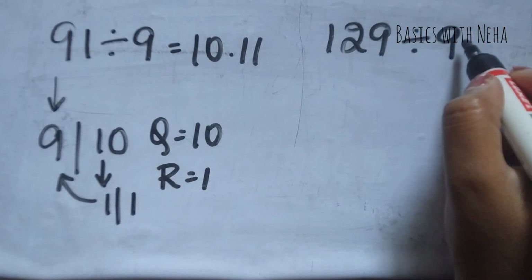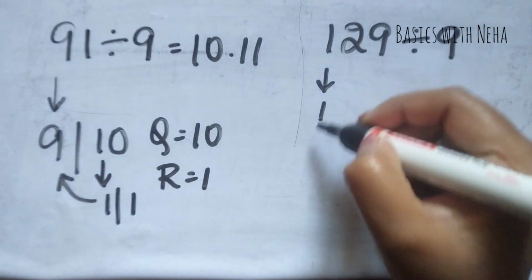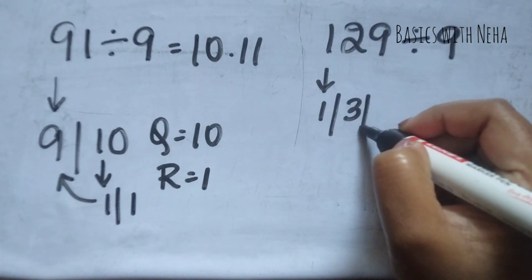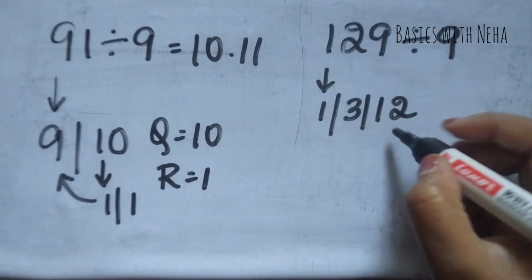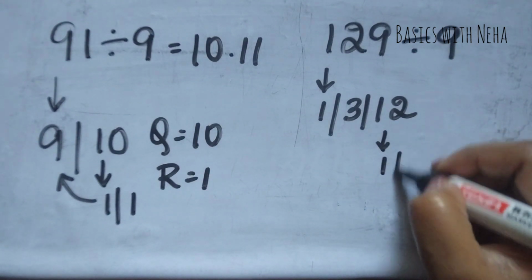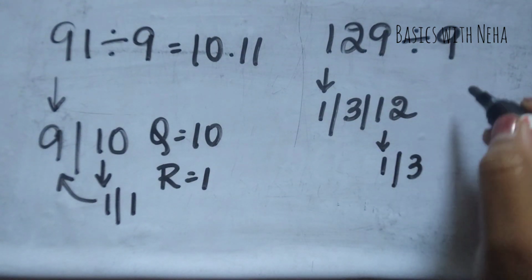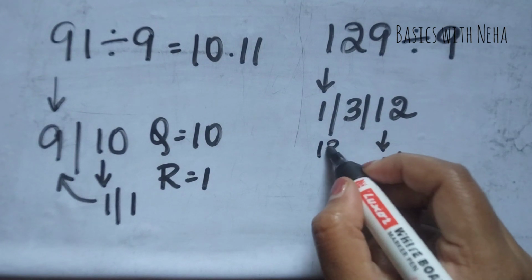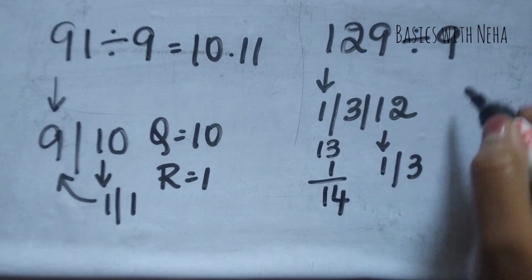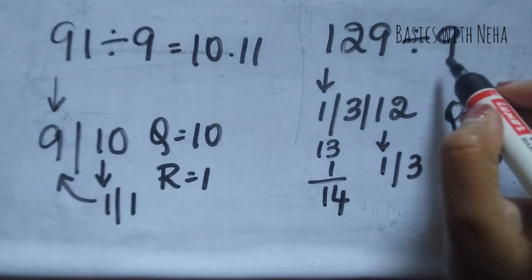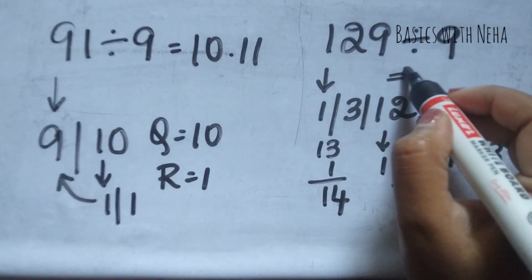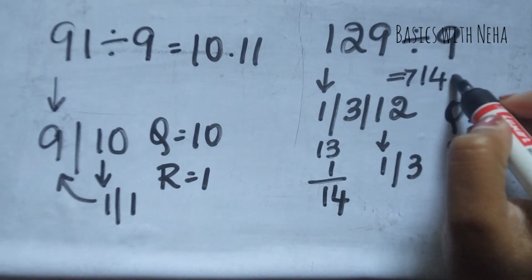Let's try 129 divided by 9. Take 1 as it is. 1 plus 2 is 3. 3 plus 9 is 12. 12 I have to further divide by 9. So 1 will come down as it is. 1 plus 2 is 3. So then this is 13. 13 plus 1 would be 14. My quotient will be 14 and the remainder will be 3. So then the answer to this question will be 14.33.